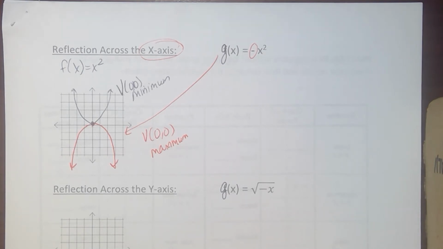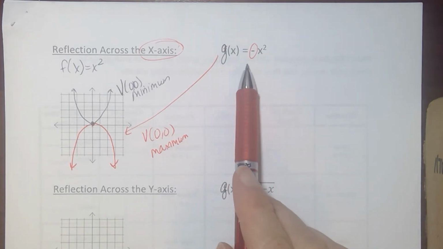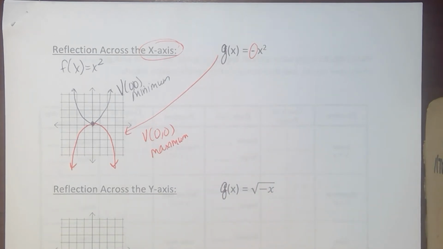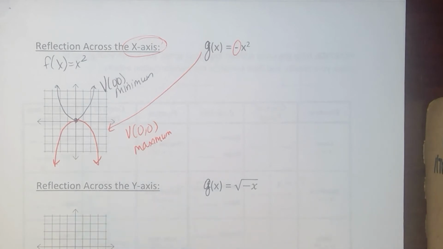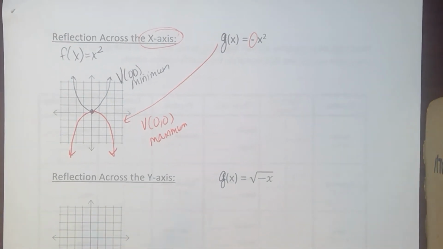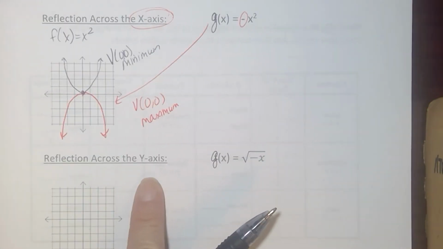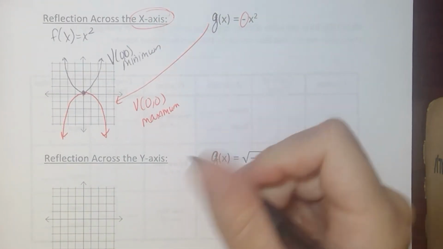So reflecting across the x-axis happens when I have that negative out in front. If I wanted to reflect across the y-axis, well, we'll talk about it here and then we'll talk about it for that function. Reflection across the y-axis. Sorry, I got ahead of myself. This is my g of x.